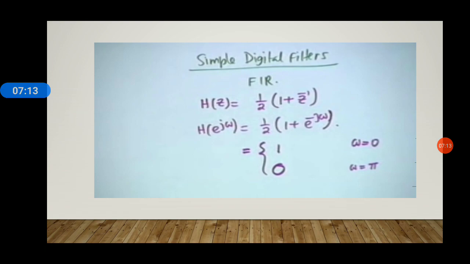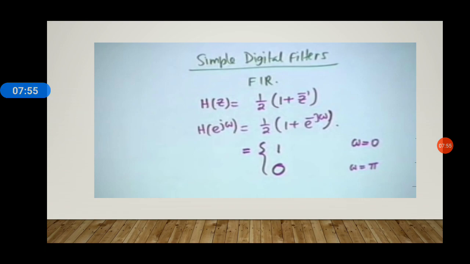Now here digital filters would be written in terms of the z plane. Now H(z) is equal to half of 1 plus z inverse. Now we know z is equal to e to the power j omega. Now we replace z by e to the power j omega. Now we are concerned about 2 points, that is omega is equal to 0 and omega is equal to pi. When omega is equal to 0, we see that the magnitude of H(e^jω) is 1, and when omega is equal to pi, the magnitude becomes 0.